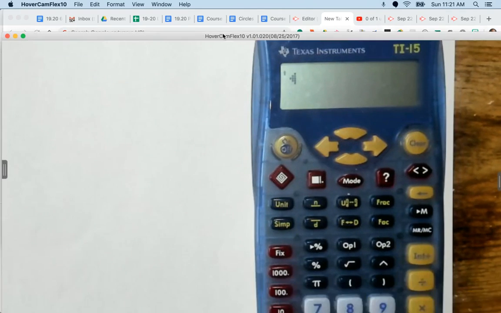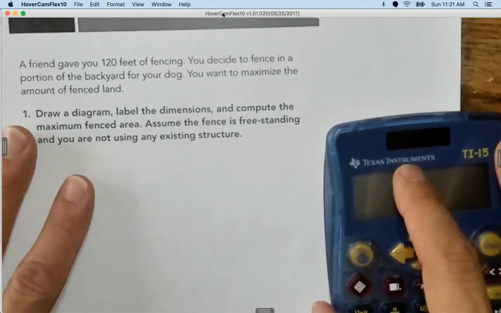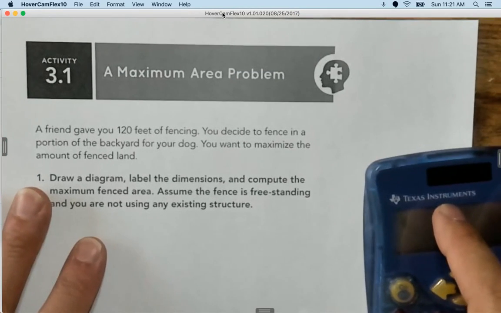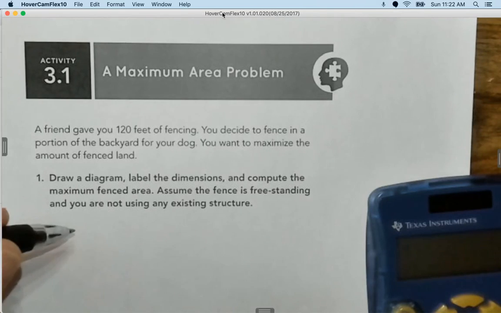All right, so on this page, we have a maximum area problem for activity 3.1. It is telling me about a friend who gave you 120 feet of fencing. You decide to fence in a portion of the backyard for your dog. You want to maximize the amount of fenced land. Draw a diagram, label the dimensions, and compute the maximum fenced area. Assume the fence is freestanding and you are not using any existing structure. So it can't be up against the house or something like that.